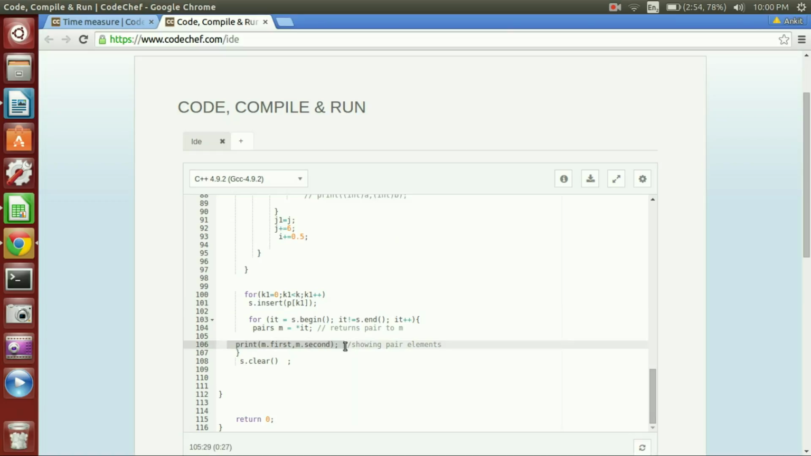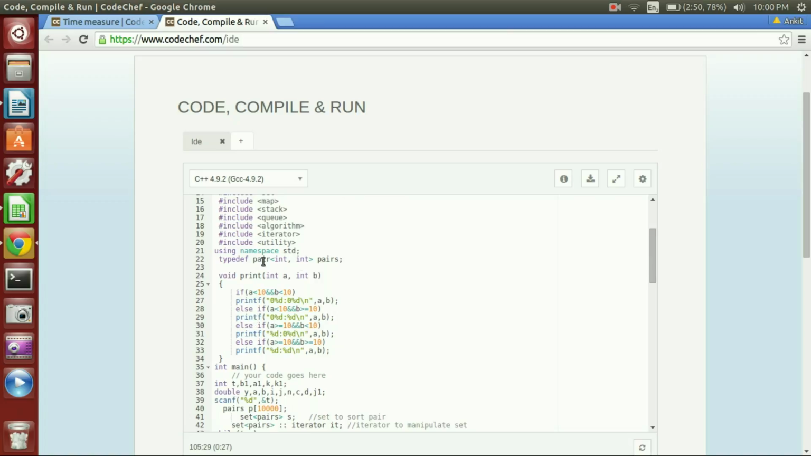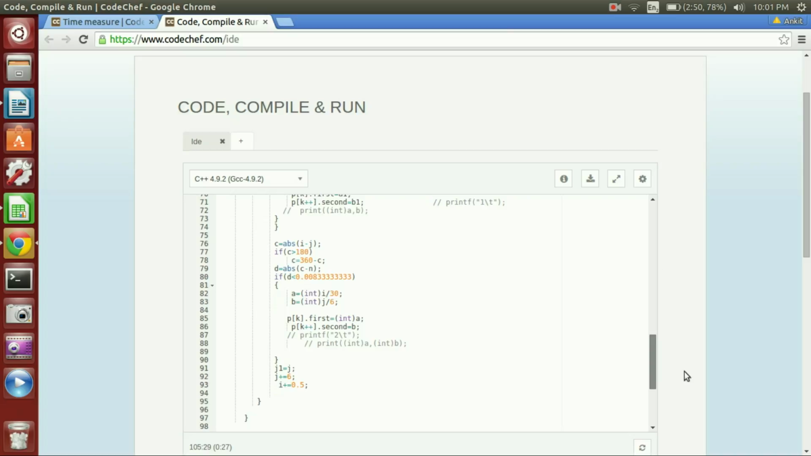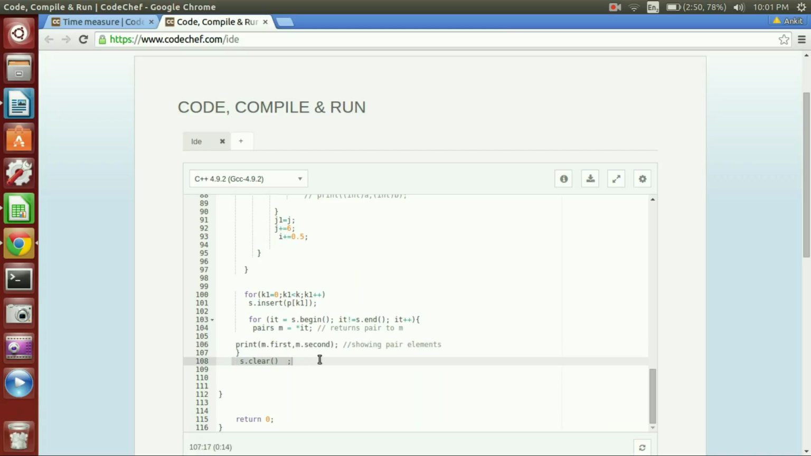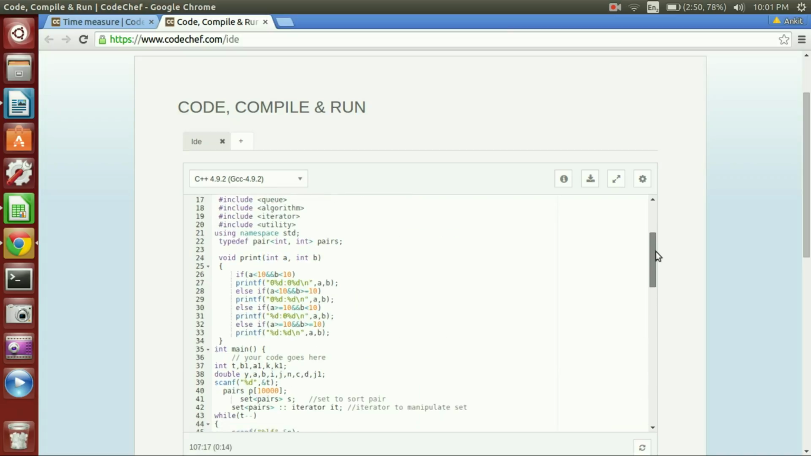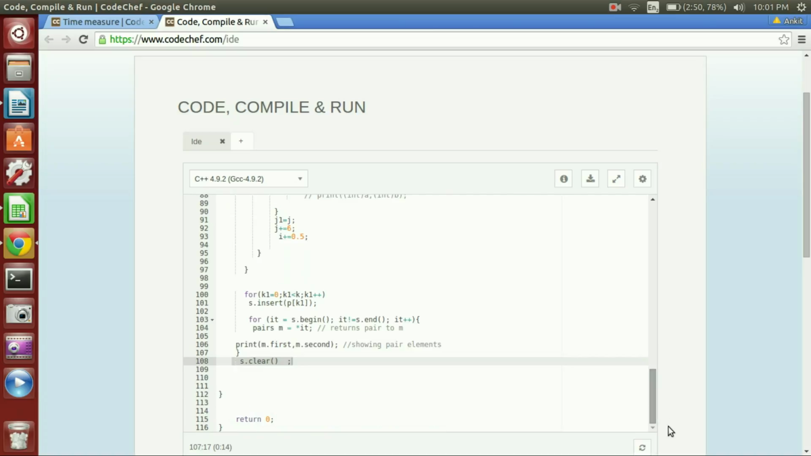For printing I have made another function in which I am just sending the two integers, and this function would print according to the values. That is, if A is less than 10 and B is less than 10, then we need to append 0 in front of them, right? For the other three cases also we are performing similar tasks. And also we are clearing the set after every test case. Thank you.